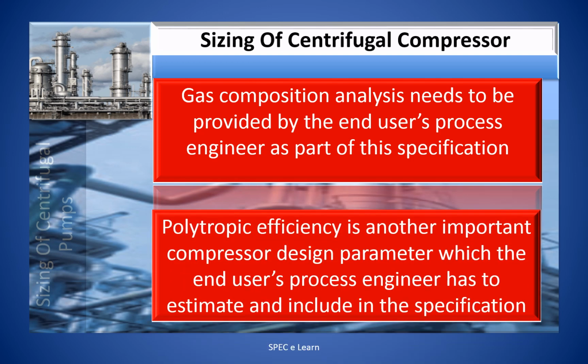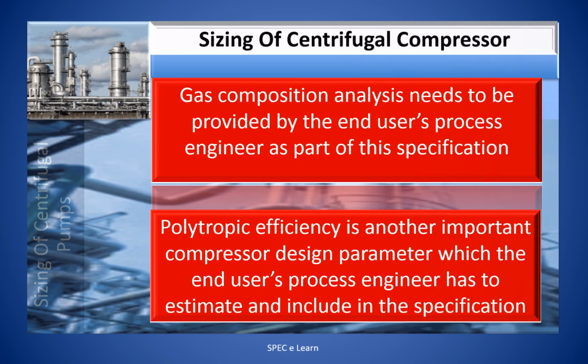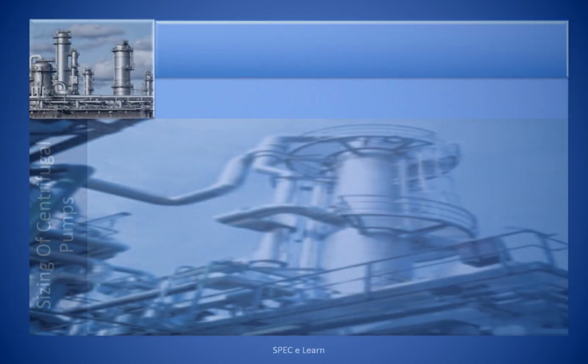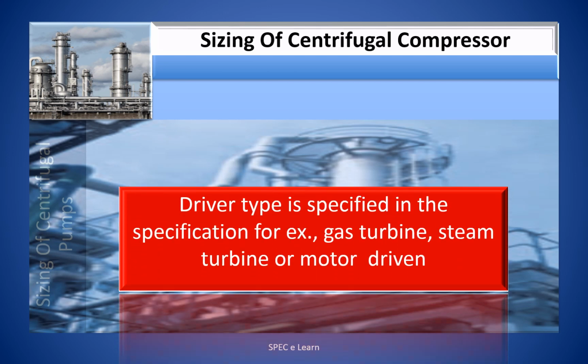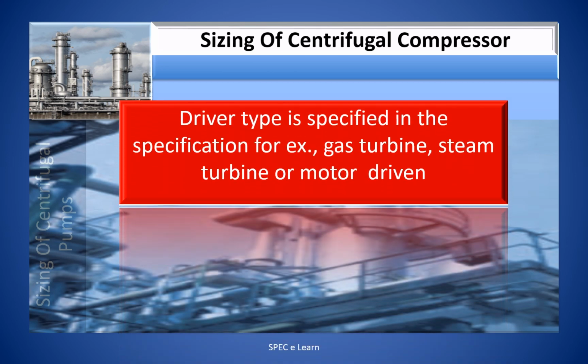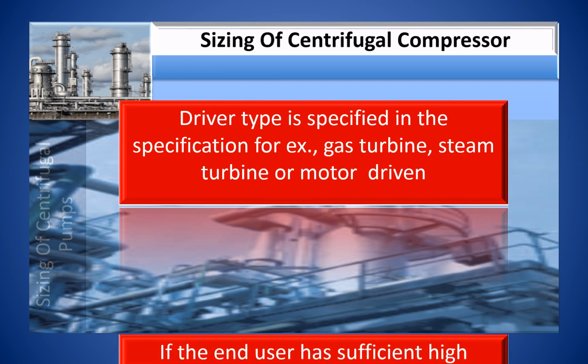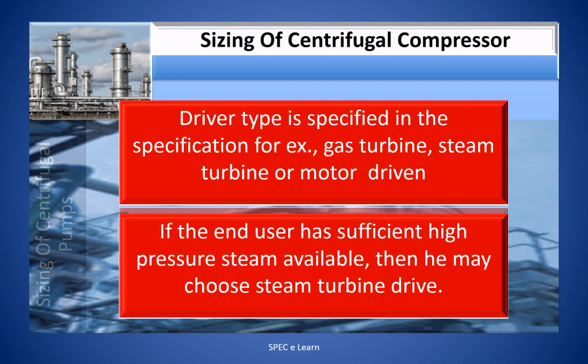Polytropic efficiency is another important compressor design parameter which the end user's process engineer has to estimate and include in the specification. Driver type is also specified in the specification. For example, gas turbine, steam turbine, or motor driven. If the end user has sufficient high pressure steam available in the plant, then he may choose steam turbine drive.